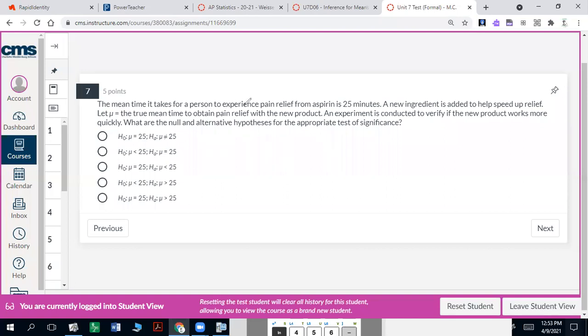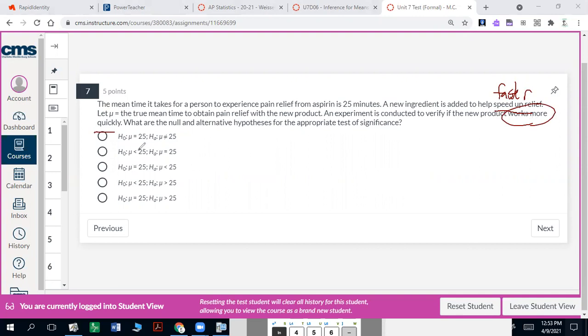All right, the mean time it takes for a person to experience pain relief from aspirin is 25 minutes. A new ingredient is added to help speed up relief. Let mu mean the true mean time to obtain pain relief. An experiment is conducted to verify if the new product works more quickly. What are the null and alternative hypotheses?